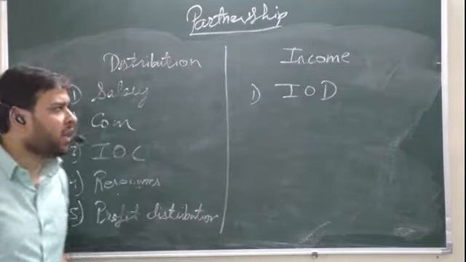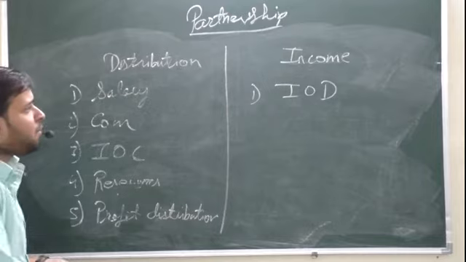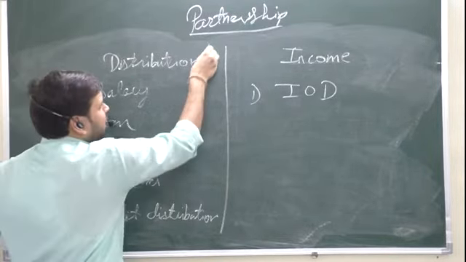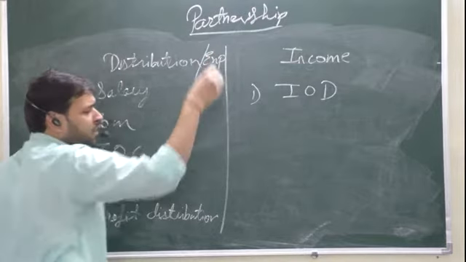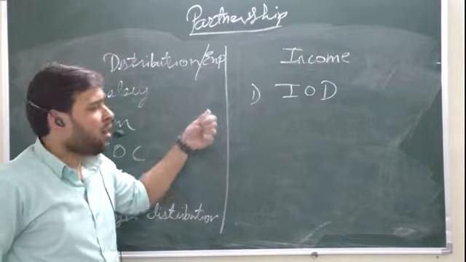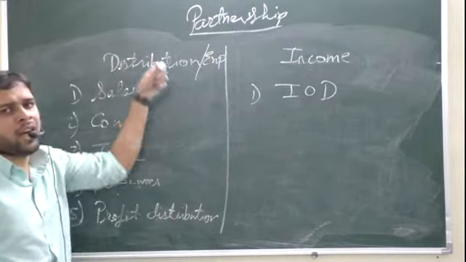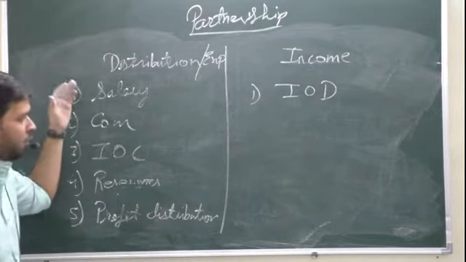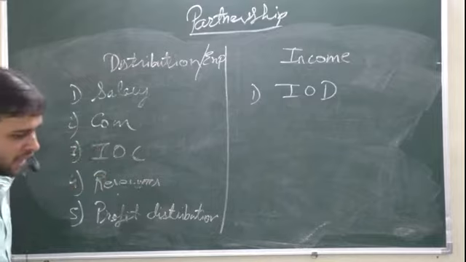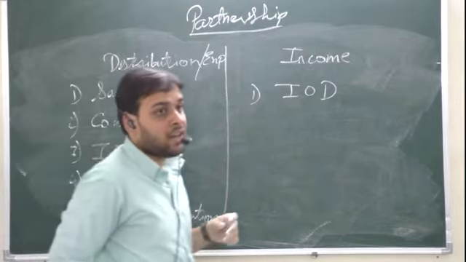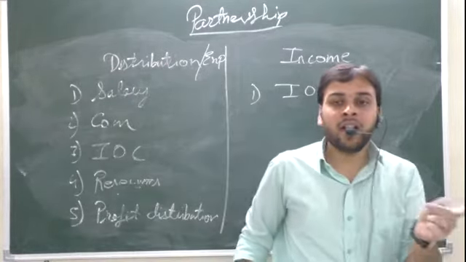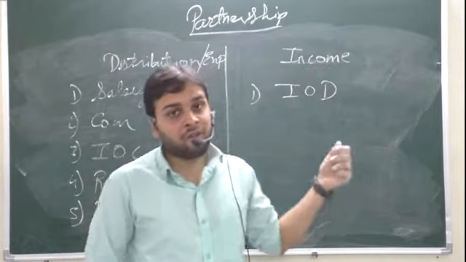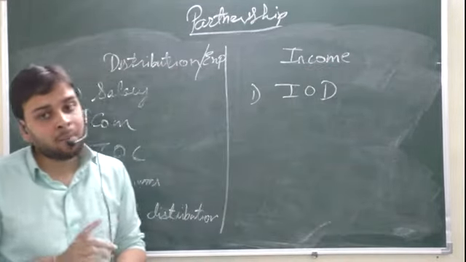I think you are now quite familiar with distribution and income. Distribution is somehow related with expense, but we can't say it is an expense, but the treatment of the items of distribution is the same as of expense. Let's look one by one. First, salary. We are going to give salary to the partner or the employee of the firm. In that case, in the P&L appropriation, we will give salary to the partner.